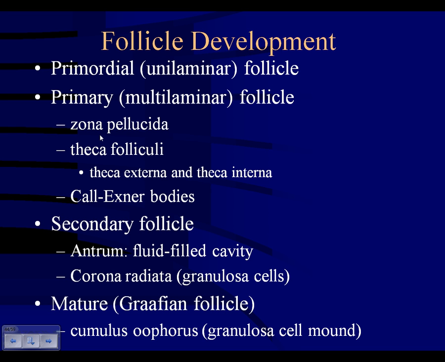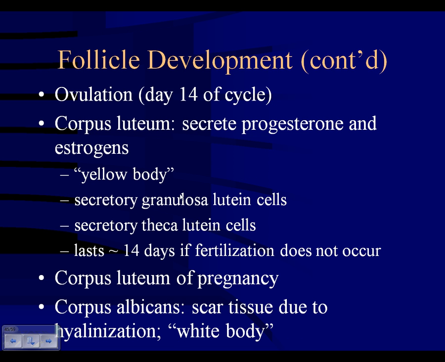The secondary follicle is where you really see that granulosa cell proliferation, and you'll get a fluid-filled cavity and this heaped-up pile of granulosa cells on the side that the egg is on, called the corona radiata. And then as that matures into a full Graafian follicle or a mature follicle, the granulosa cells mound up further and become the cumulus oophorus.